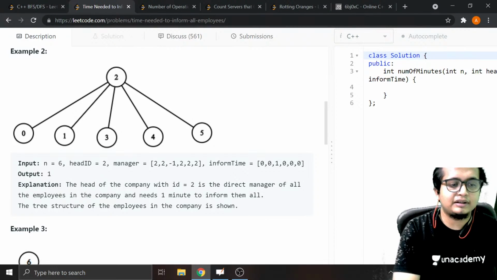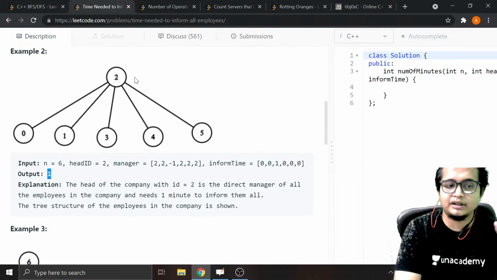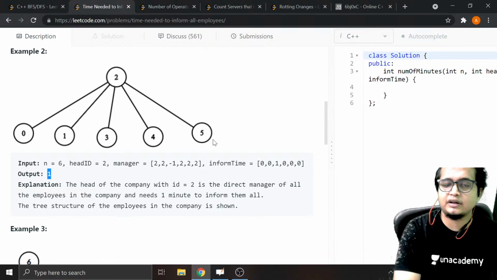Okay, so here you can see that the answer is 1, since the second person takes 1 unit of time. So let us say now it is t equal to 0. Then at t equal to 1, he would have told 0, 1, 3, 4, 5, everyone.